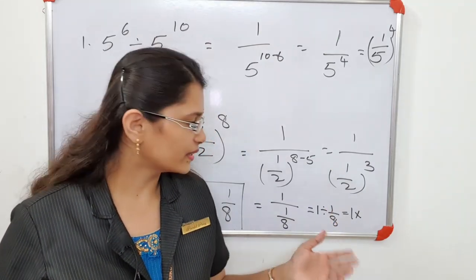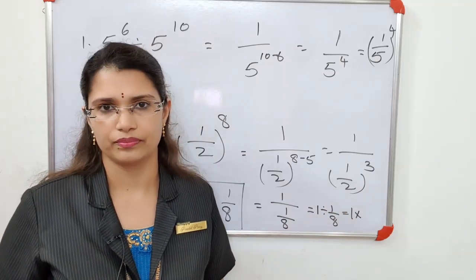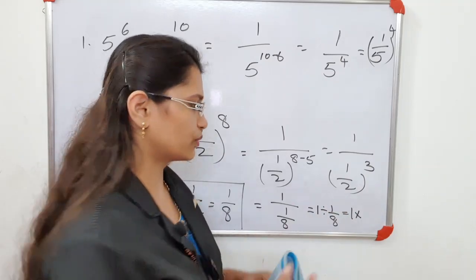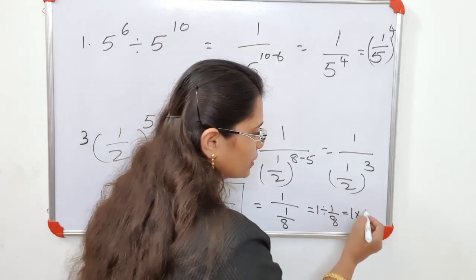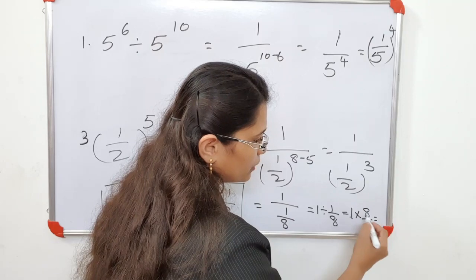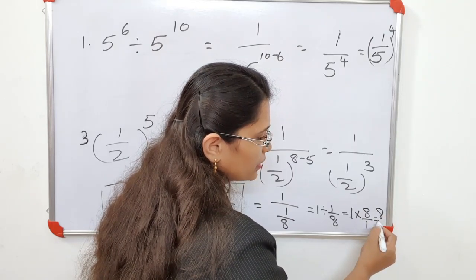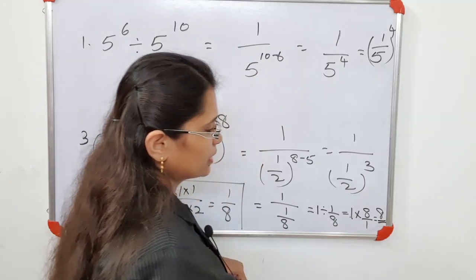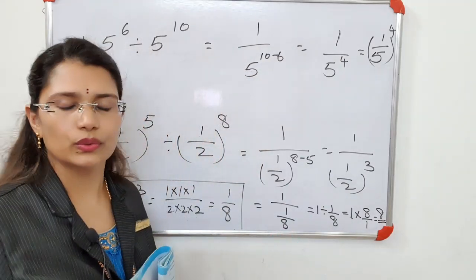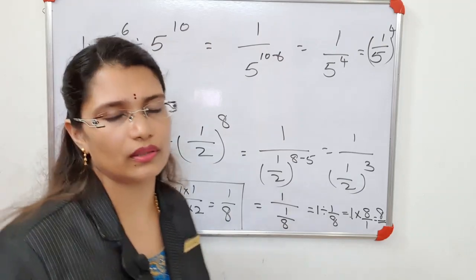So take 8 as numerator and 1 as denominator. That is the reciprocal. So the reciprocal of 1 by 8 is equal to 8 by 1. What is 1 into 8? 8 by 1 is equal to 8 only. So the answer is 1 into 8 is equal to 8. That is the natural number.